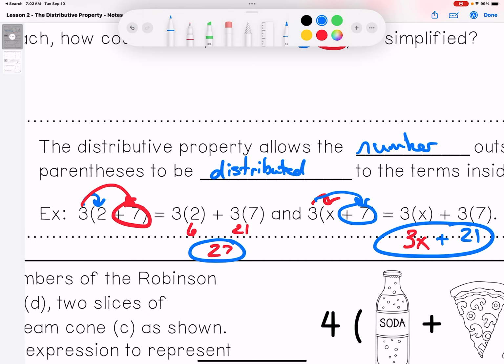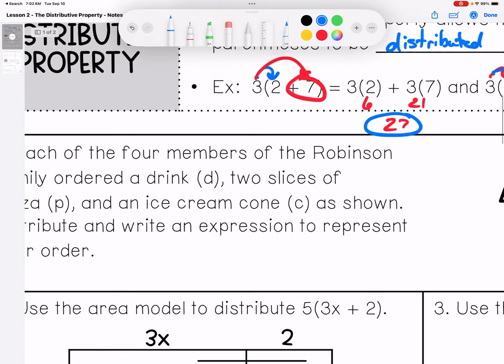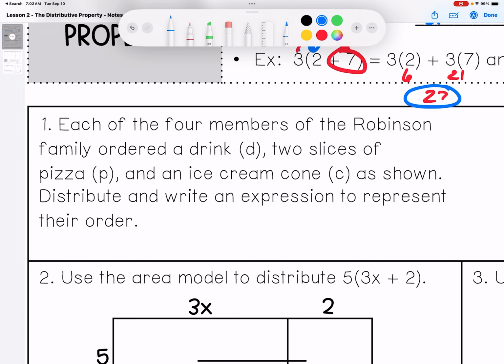All right, moving on. Each of the 4 members of the Robinson family ordered a drink, D, 2 slices of pizza and an ice cream cone.